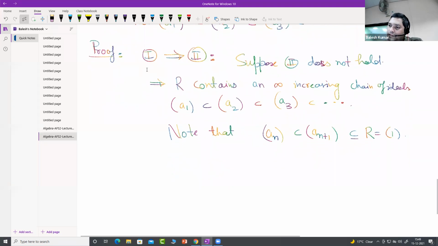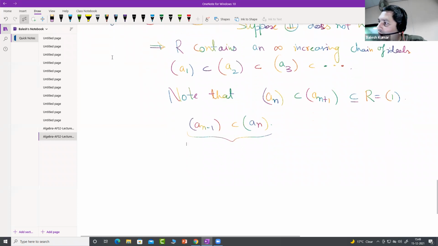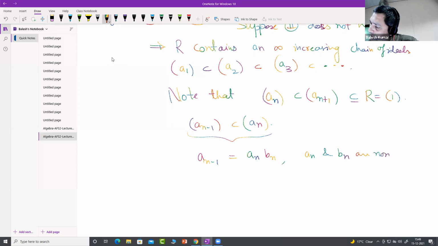Since it is an increasing chain of ideals, the ideal generated by an-1 is properly contained in the ideal generated by an. If we write this containment in terms of divisibility or factors, we can write an-1 as an times bn, where an and bn are non-units, because this is a proper containment, and for proper containment both of these should not be units.